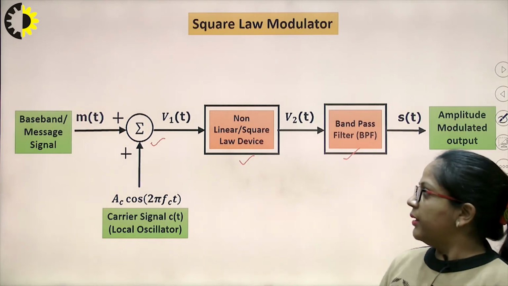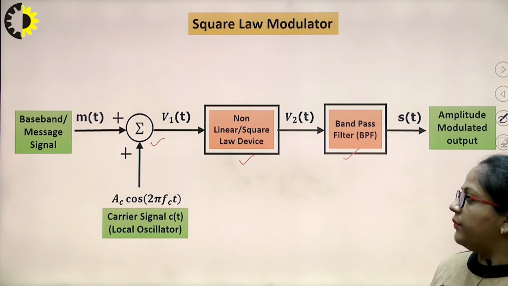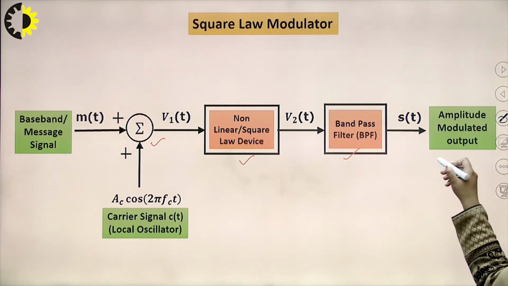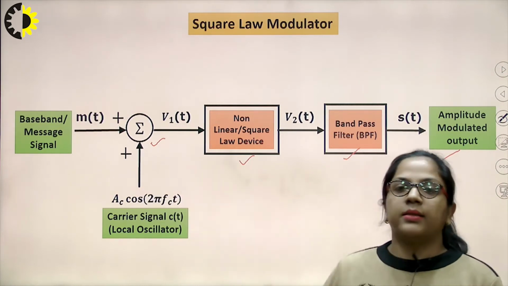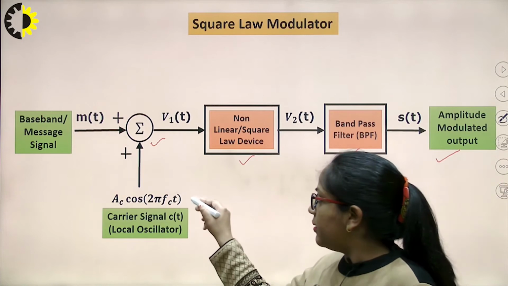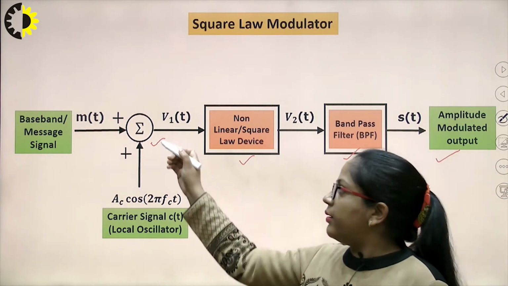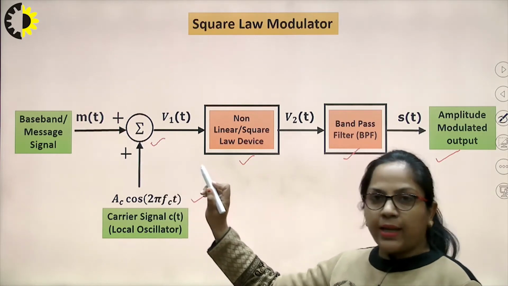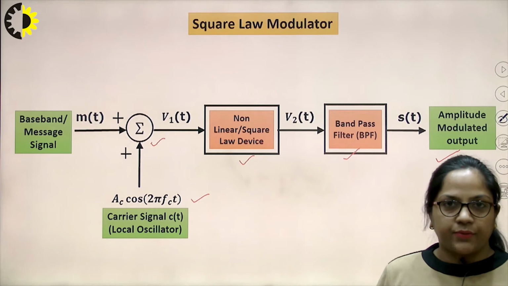With the help of this particular method we can generate an amplitude modulated waveform. First we will have our message signal, that is a baseband signal, a low frequency signal. Then we have a carrier signal that we can generate with the help of a local oscillator. The adder will provide the summation of the message signal and this carrier signal Ac cos 2 pi fc t.